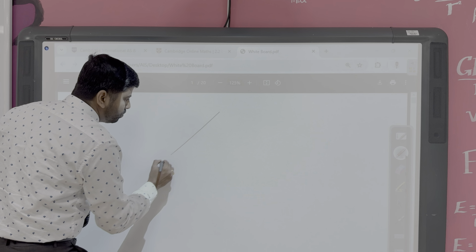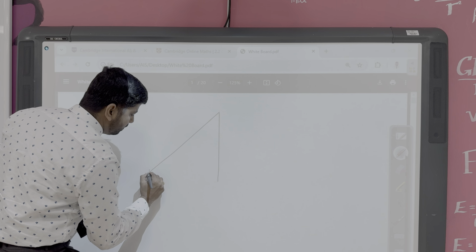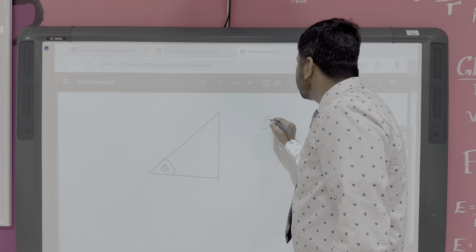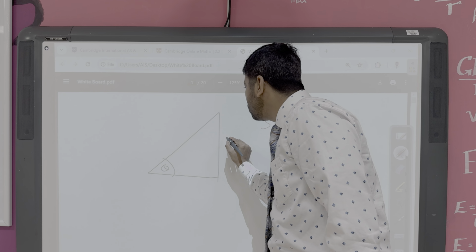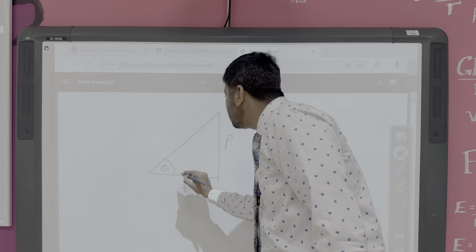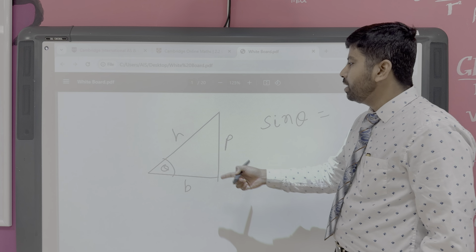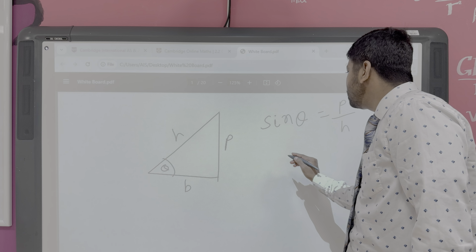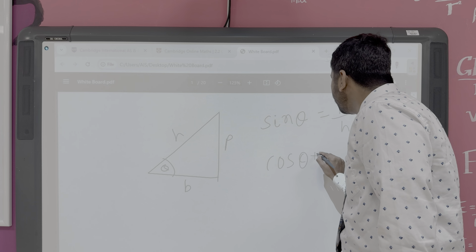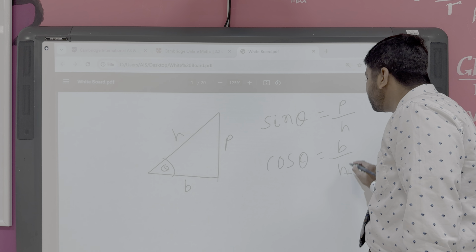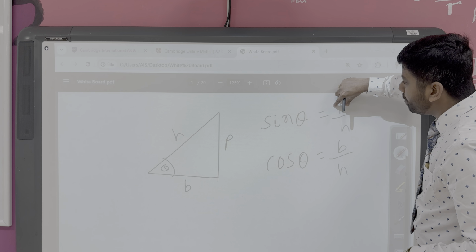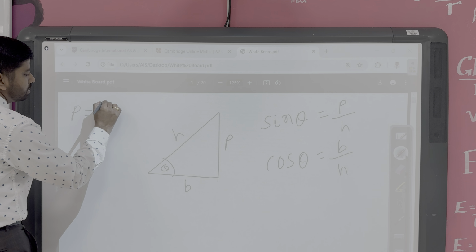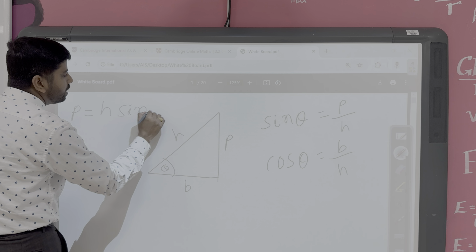In trigonometry you might have studied, if it is a right angle triangle, if this angle is theta, then this is your perpendicular, this is your base and this is your hypotenuse. If I ask you sine theta, how can you write? Perpendicular by hypotenuse, I mean this side divided by this side. And similarly cos of theta, base upon hypotenuse. If I ask you perpendicular, you can multiply with h, you can say h sine theta.